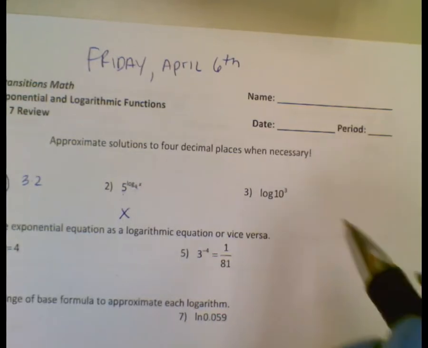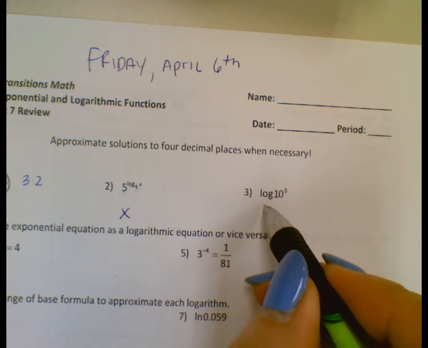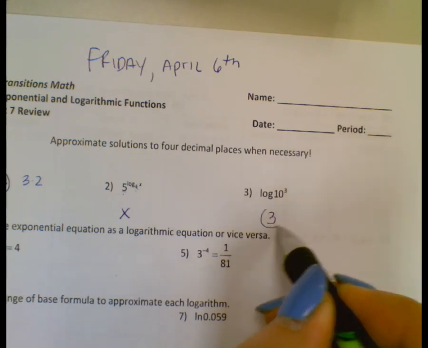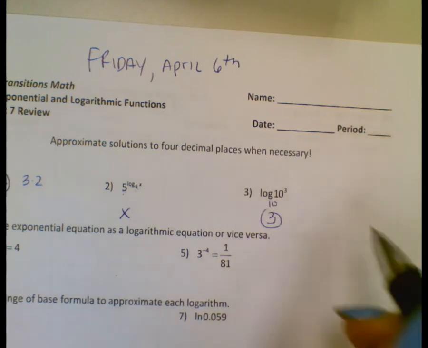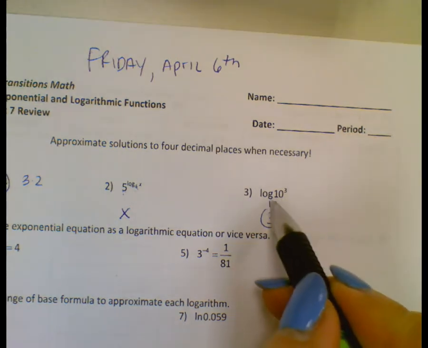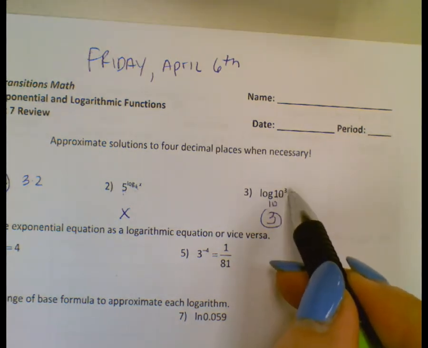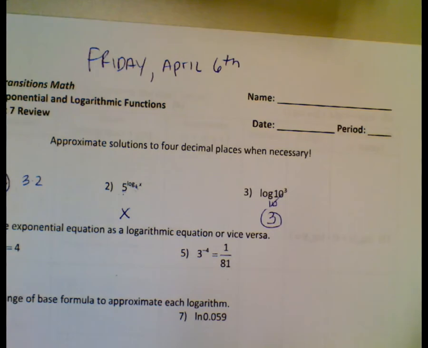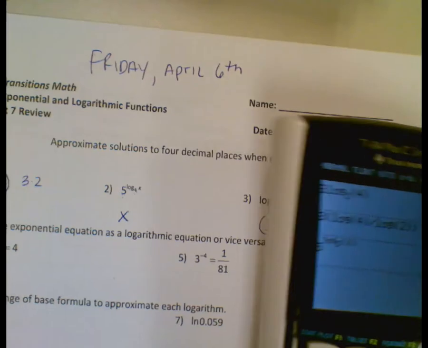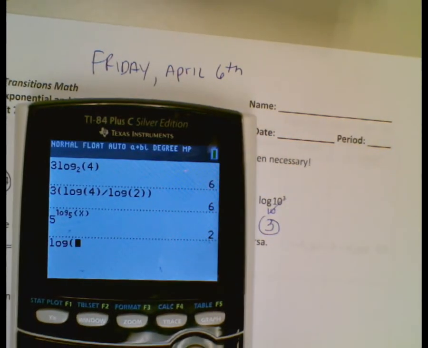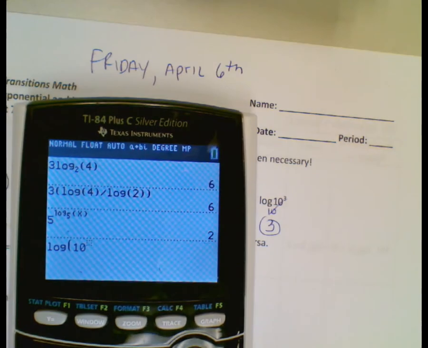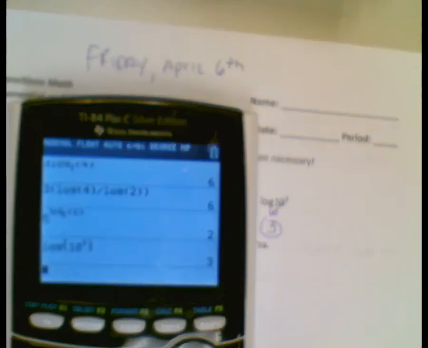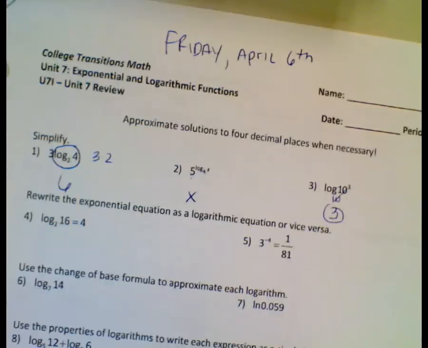And this one, log of 10 cubed, the answer is going to be 3. That's because this is base 10. It's a common log, base 10. These 10's cancel. And your answer is just going to be the exponent 3. If you would have punched that in the calculator, just go log 10 cubed. Oops, get rid of that parenthesis. Make that a big parenthesis. And you get 3.